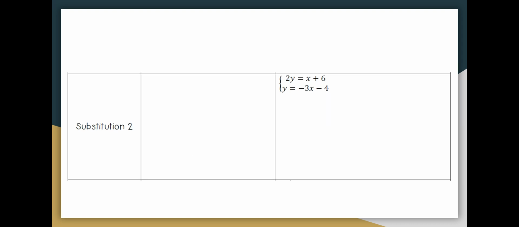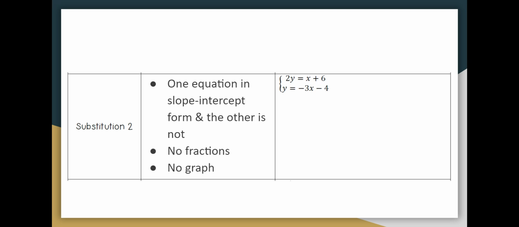Next one, we have a second type of substitution. This type of substitution problem would be if we have one equation in slope-intercept form, which we do, the y equals negative 3x minus 4, and the other one is not in slope-intercept form, because if you notice, there is a 2 in front of the y. We would also want to use substitution when we do not see fractions and without a graph.